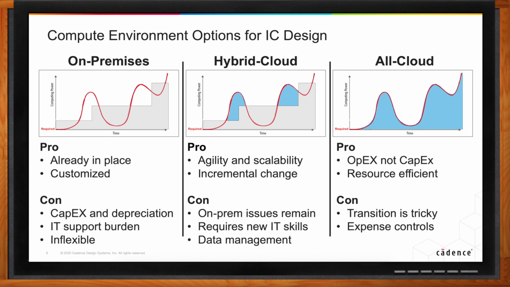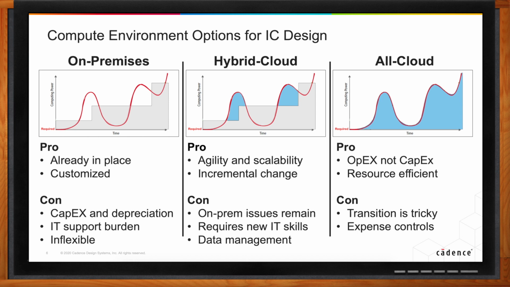A little bit like the Goldilocks, too hot or too cold or just right. Hybrid cloud is kind of in the middle, and it's very attractive for its agility and scalability. It's an incremental change. The companies don't have to get rid of their on-prem environment to use the cloud, but it comes with some significant challenges. You still have all of your issues with your on-prem support that you need to deal with. When you begin using the cloud, you've just introduced new skills and requirements and knowledge that your IT group will need to have.